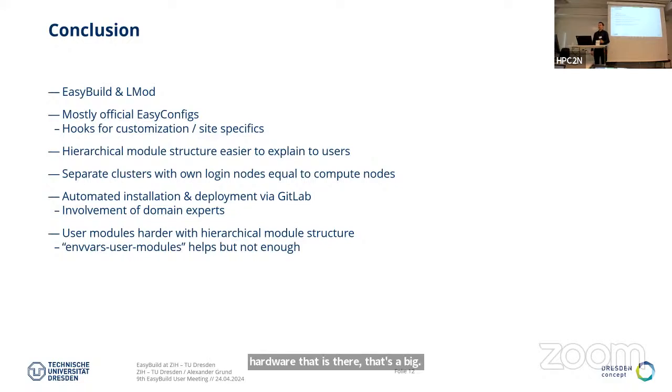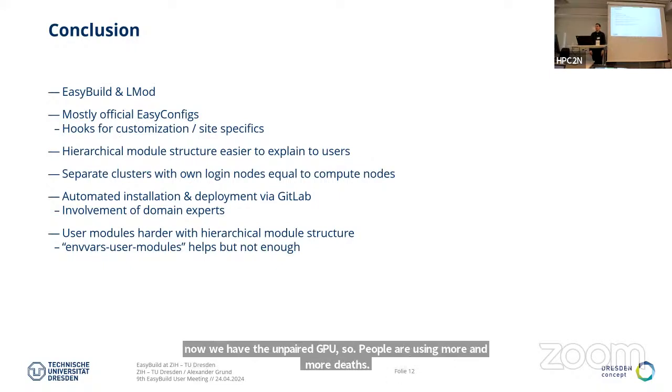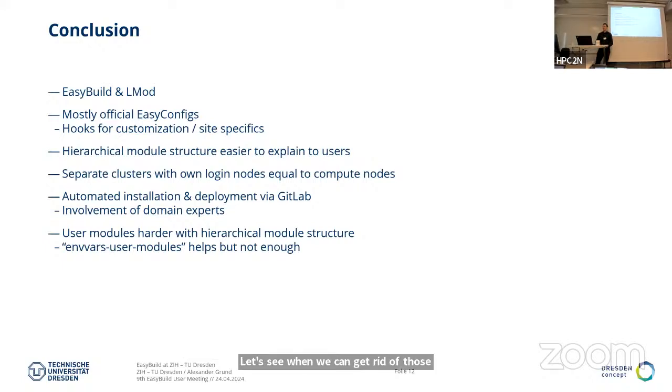Yeah. It just had, at the time, the very nice Volta GPUs that we didn't have anywhere else and nothing comparable. We initially actually named it the ML partition because it was meant for machine learning. Yeah, now we have the Ampere GPUs, so people are using those more and more. Let's see when we can get rid of those. I guess you'll be happy when they're gone.